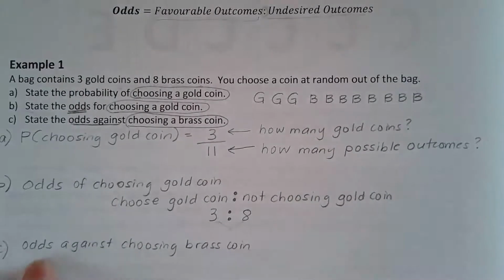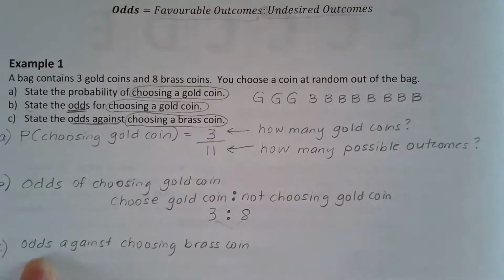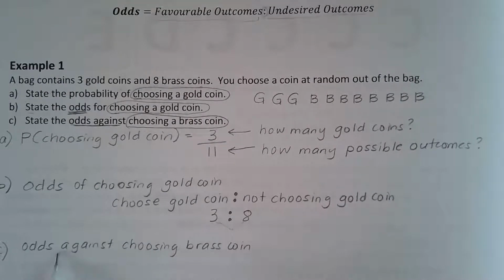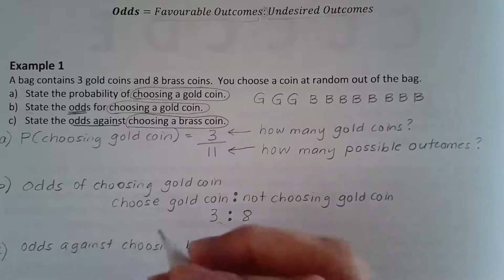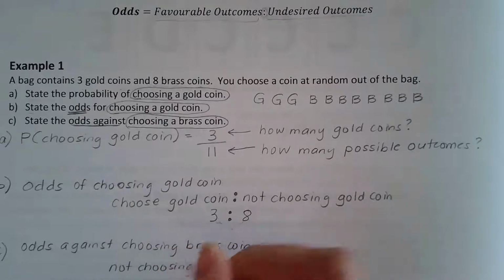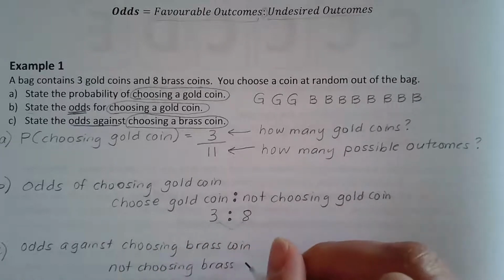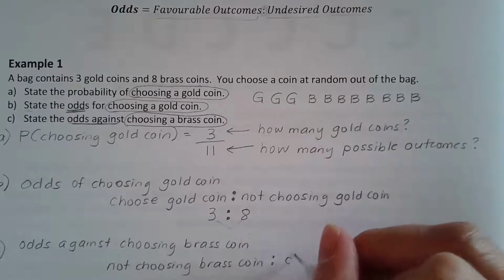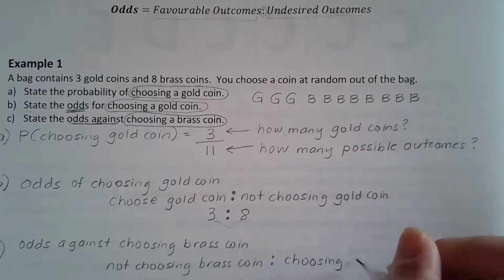Okay, now because this is an odds question, we're going to have two comparison numbers. But this one here is odds against choosing brass coin. Odds against. So instead of choosing brass coin, we're going to go against it first. So not choosing brass coin. Because remember, we're going to go against. So not choosing brass coin is to choosing brass coin.